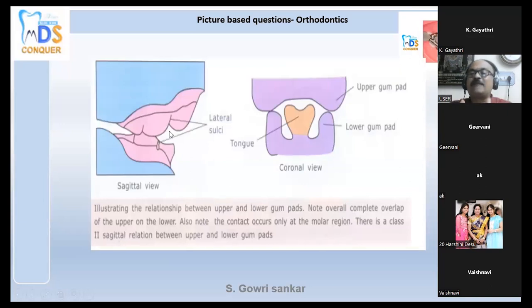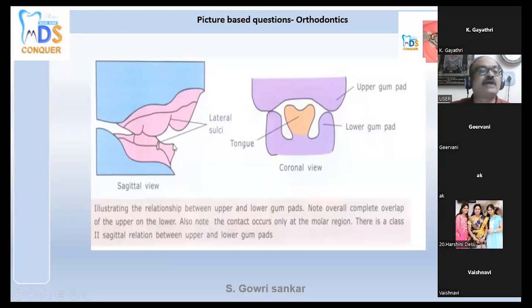So the whole of the mandibular dentition is overlapped by the maxillary arch in all the dimensions, whether in the anterior, posterior, or transverse direction. Normally we have only one cusp of overlap in permanent dentition, whereas in the predentate period the entire mandibular arch in the transverse direction is overlapped by the upper arch.